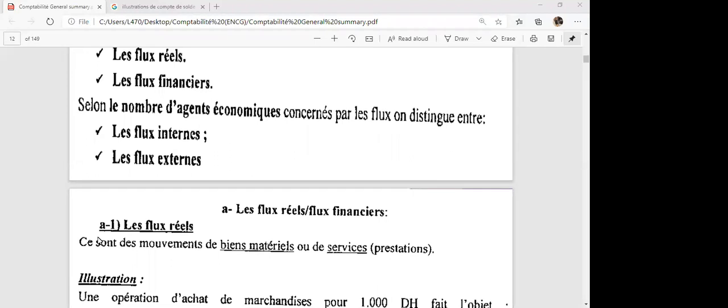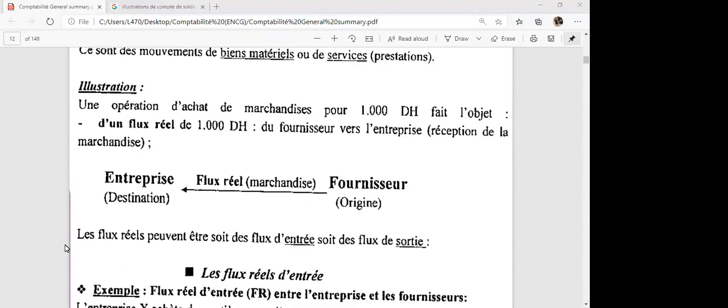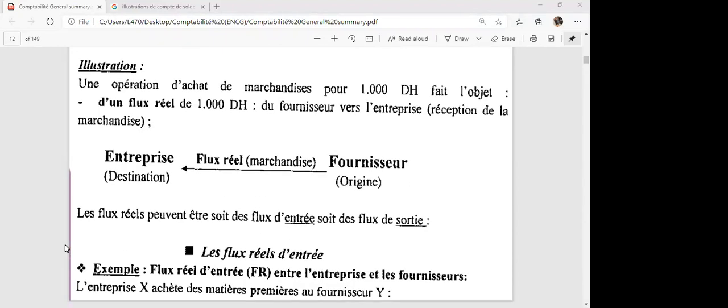So this one is pretty easy. Ce sont des mouvements de biens, de matériel et de services. So this is just a movement of tangible goods and services. This example is a bit trivial, so I'm going to skip it.